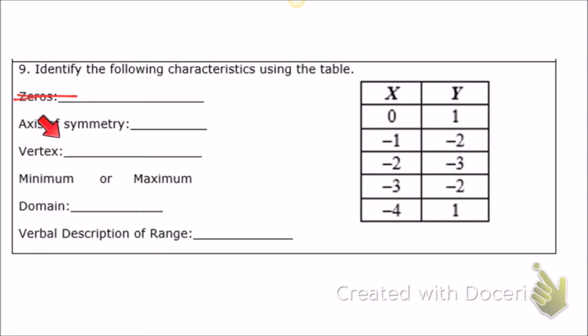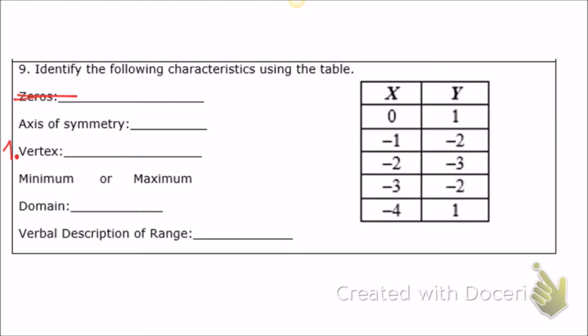Now we're going to go over the axis of symmetry. But before we can find the axis of symmetry, we need to find the vertex. So I'm going to write here number 1. That's the first thing we need to find. Remember that the vertex is like a mirror. The vertex is going to be between two numbers that are the same.